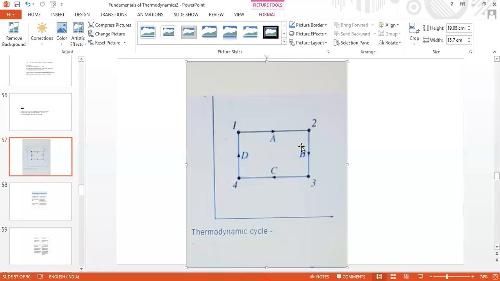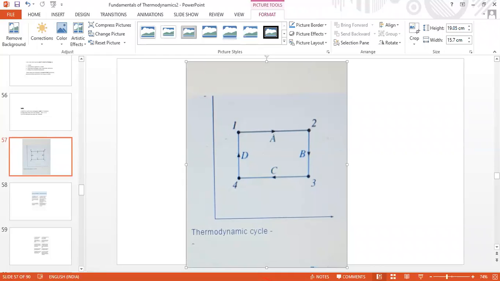And now the work done in the process 2 to 3 according to integral PdV. Suppose this is the volume axis. In integral PdV, for example, if volume remains constant, what is its value? Okay, what is the derivative of a constant? 0, sir. 0, very good.